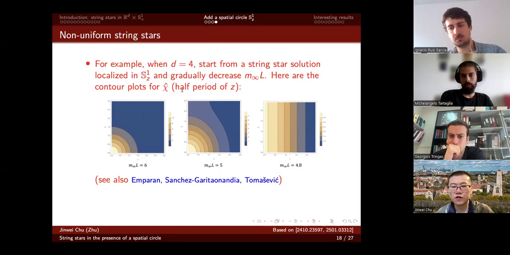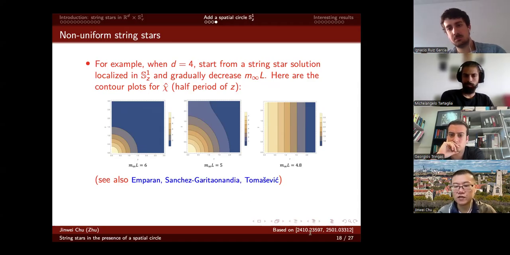Here are the contour plots for the field chi, and in each figure, the horizontal axis is R from 0 to some finite value, and the vertical axis is Z from 0 to half period. So there's another half period down here, which is the Z2 reflection of the figure shown here. So as we start from a relatively large value of M infinity L, as we can see, for this value of M infinity L, the solution is localized within the Z circle. As we gradually decrease M infinity L, the solution becomes more and more uniform, and at a critical point, it becomes completely uniform along this Z circle.